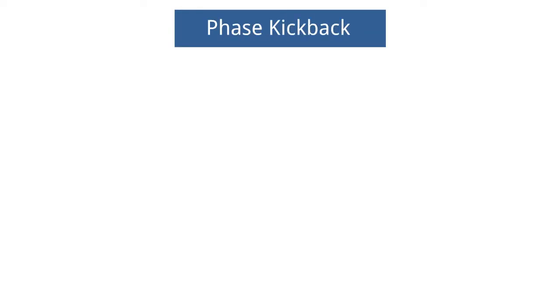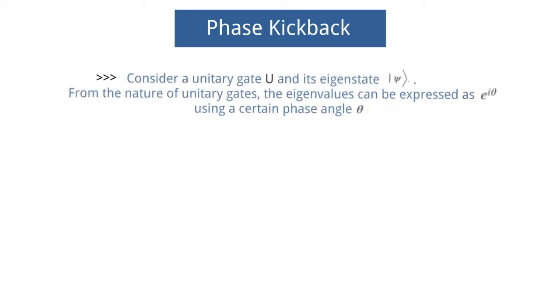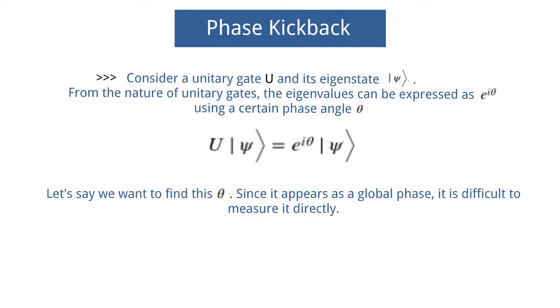Phase kickback. Consider a unitary gate U and its eigenstate psi. From the nature of unitary gates, the eigenvalues can be expressed as e^{iθ} using a certain phase angle theta. Let's say we want to find this theta. Since it appears as a global phase, it is difficult to measure it directly.